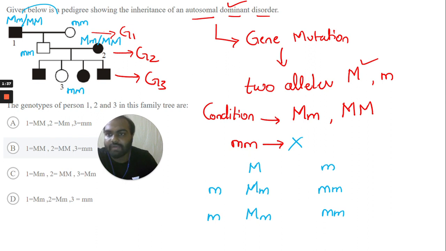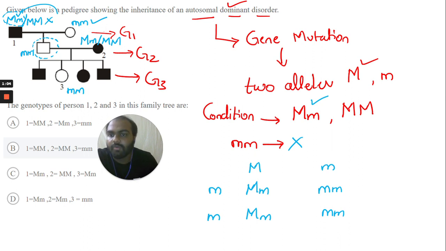So here if you look at the second generation, that is the unaffected male, you can say the one small m comes from the mother and the other small m comes from the father. So the genotype can only be big M small m, not big M. If it were big M and big M, even the unaffected male would be affected, because of having this genotype, that is big M small m.